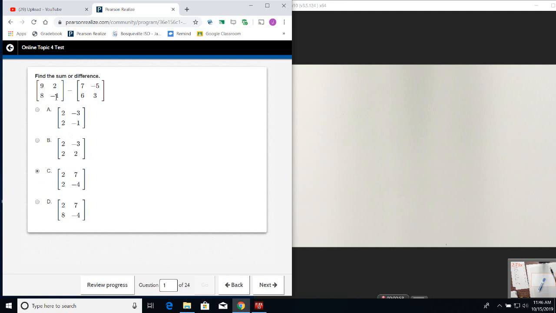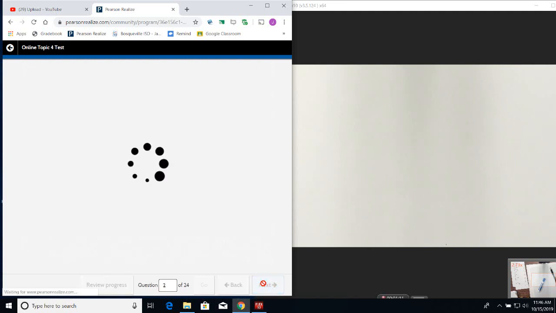Let's check the last one. Negative 1 minus a 3, so you would add the opposite. It would be a negative 1 plus a negative 3, which is a negative 4. So yes, it should be C. Okay? So let's go to the next question, 2.